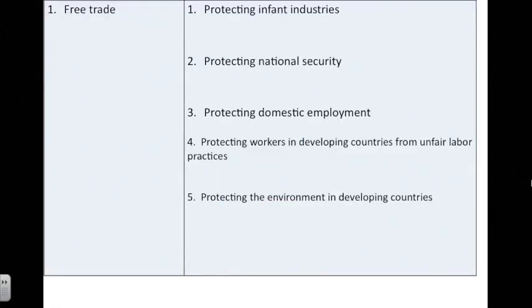So to summarize, the argument for free trade is that when you have free trade, this allows for more competition, which leads to lower prices and variety of products. There are arguments against free trade, however, and that's what we will look at with these 5 in the right column.